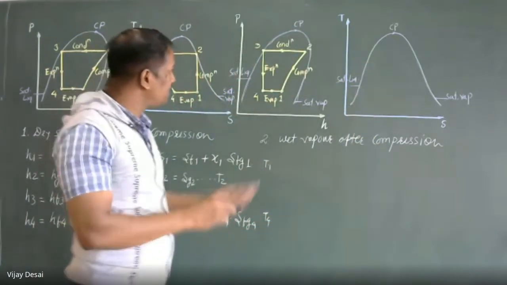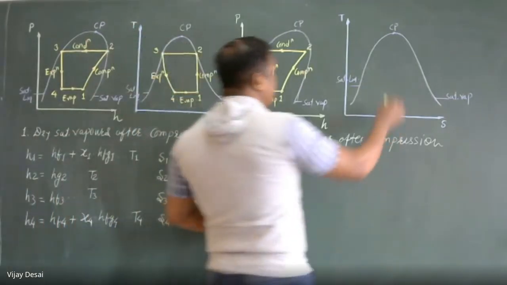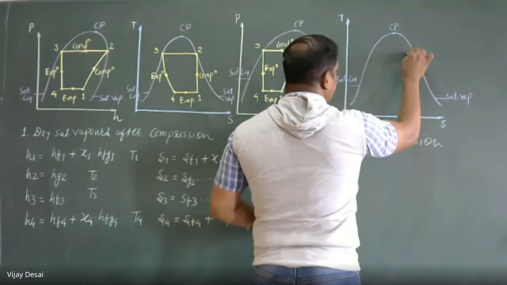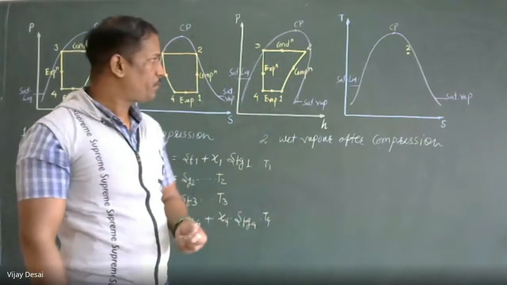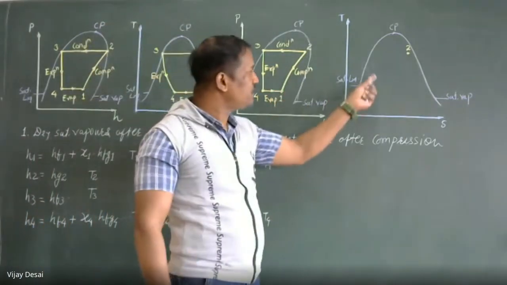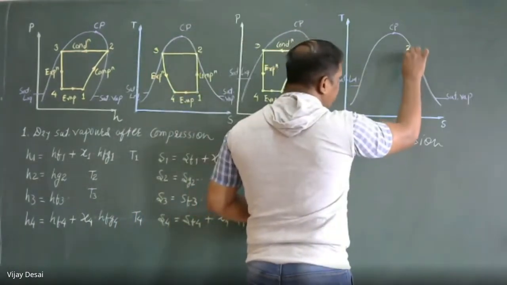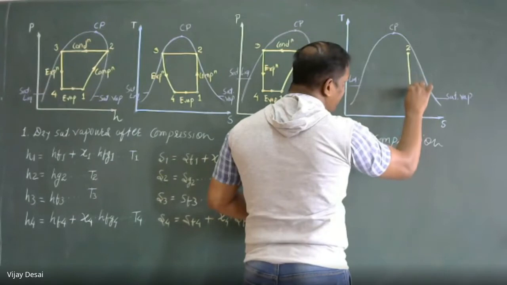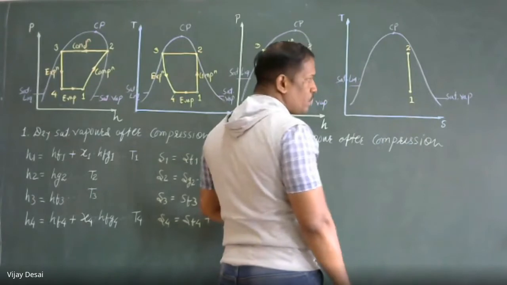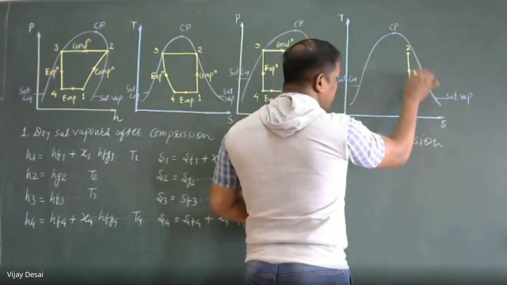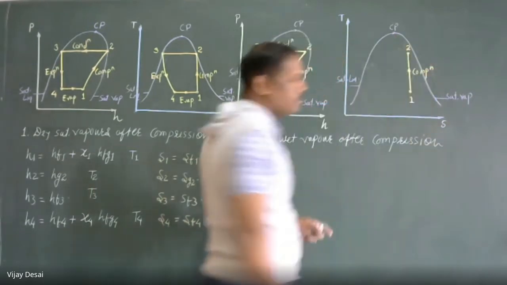Now to represent this wet vapor after compression, on the TS diagram our point 2 will also lie inside the dome. So it is wet steam, wet vapor. As compression is adiabatic, meaning constant entropy, point 2 will be on the vertical line from point 1. So this is point 1. Adiabatic compression takes place, so entropy remains the same, and it reaches point 2.